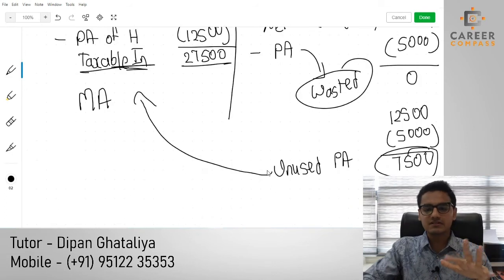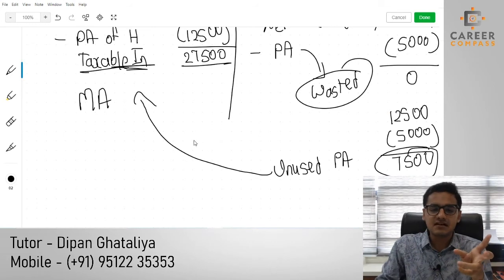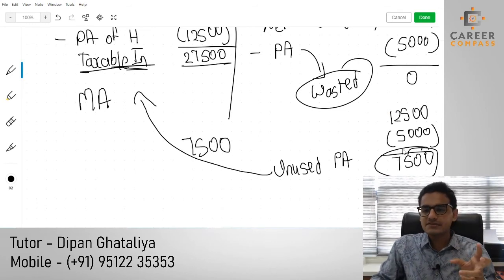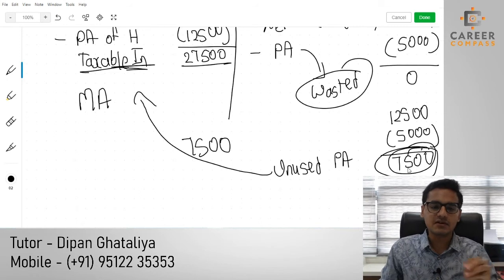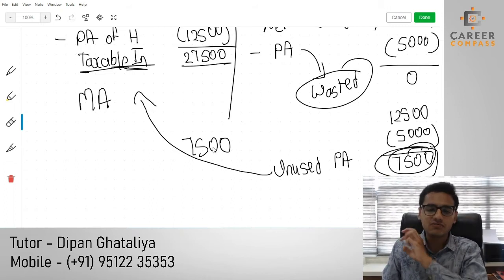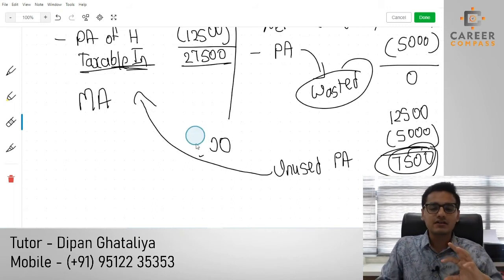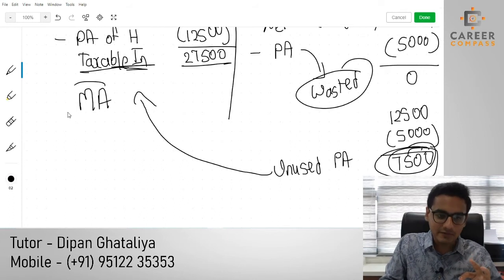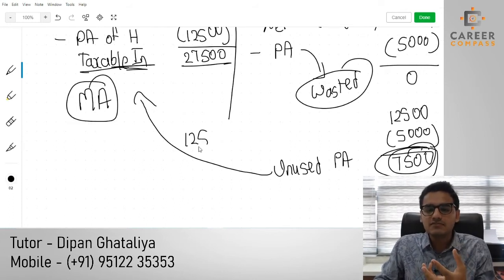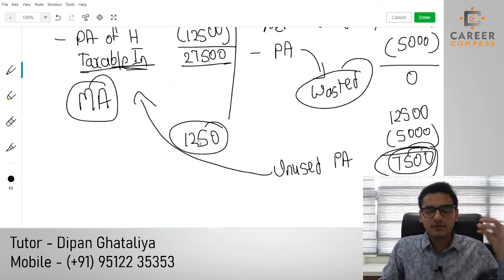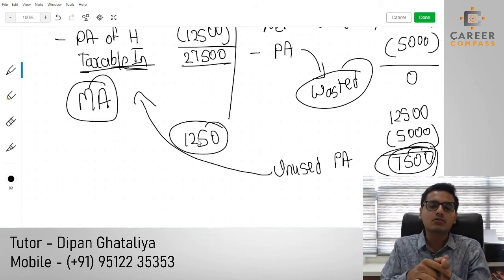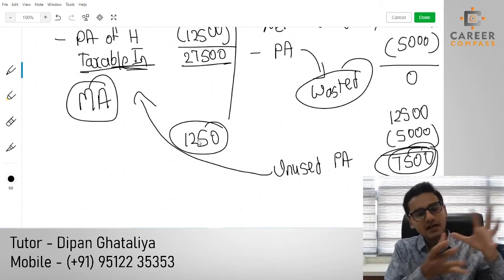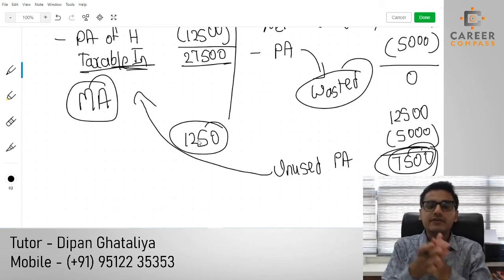But now, students, you will tell me, sir, yes, as we can claim marriage allowance, let's just transfer 7,500, whatever the unused amount is, to the husband. Students, HMRC made the rule that you cannot transfer any amount to the spouse. You cannot claim any amount as a marriage allowance. Only 1,250 pounds can be transferred to the spouse. Only 1,250 pounds can be claimed as a marriage allowance.